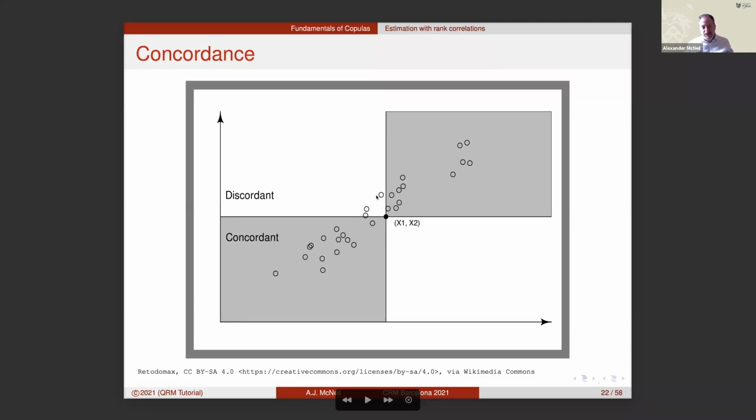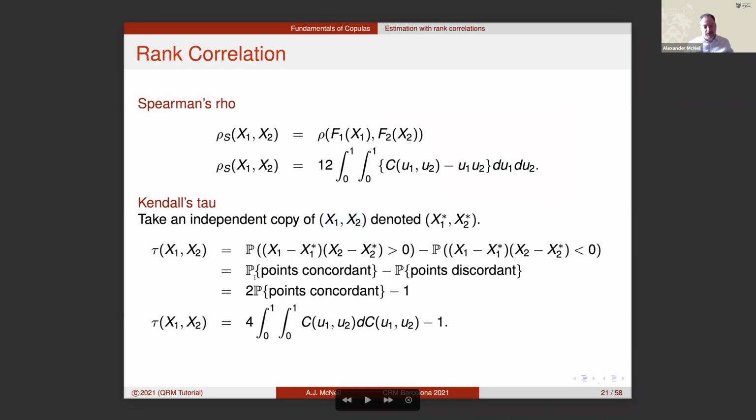But for these 3 points here, they are discordant. They're discordant because although the y coordinate is bigger, the x coordinate is smaller. So in this distribution, for that point there, most of the points are concordant and 3 of the points are discordant. And in general, Kendall's correlation is the probability that 2 points are concordant minus the probability that 2 points are discordant. And because points are either concordant or discordant, you can write it as twice the probability of concordance minus 1, because this probability is just 1 minus that probability.